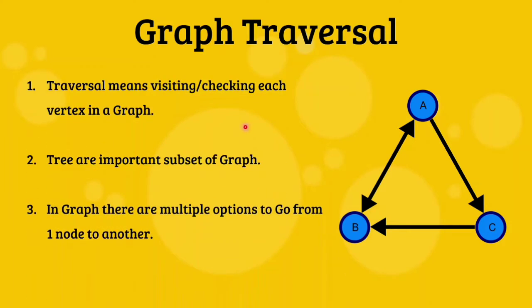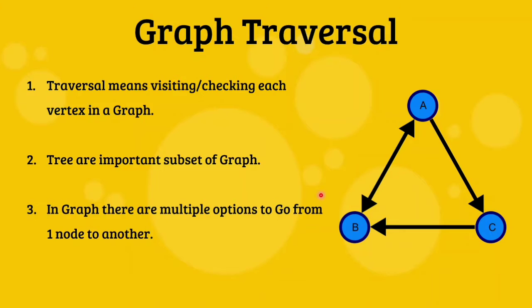Firstly, traversal means visiting or checking each vertex in a graph. And here, trees are an important subset of a graph. So a tree can also be called a graph. But in a graph, there are multiple options to go from one node to another node, unlike a tree where we have only one option to go.